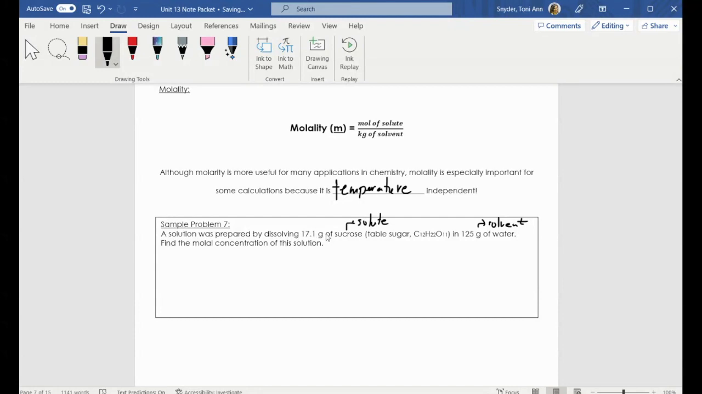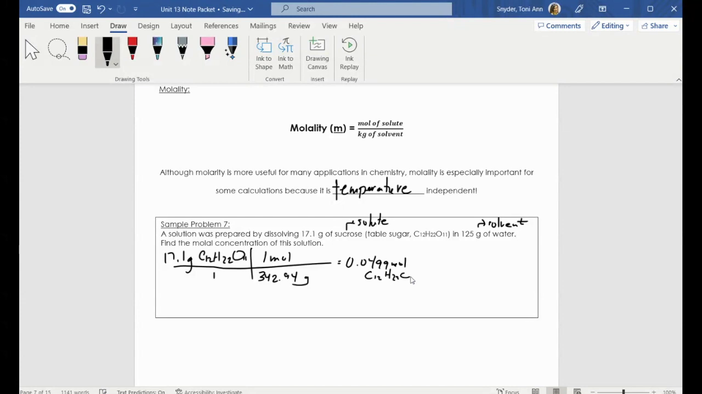So let's go ahead and convert my solute to moles. So 17.1 grams of sucrose, C12H22O11. And the molar mass for that is 342.94 grams, and that's per 1 mole of sucrose. So I get 0.0499 moles of sucrose. That should be an 11 right there.